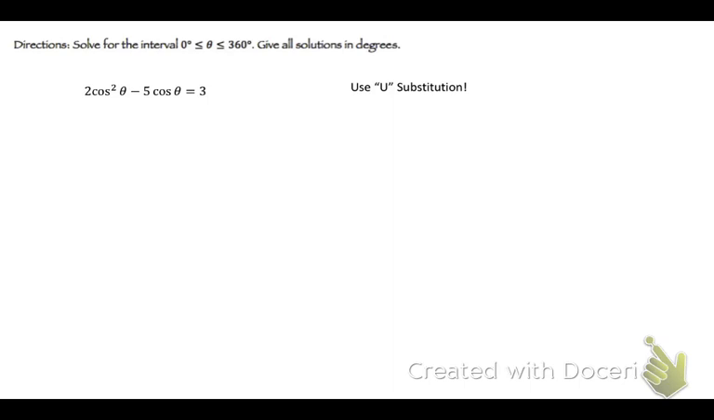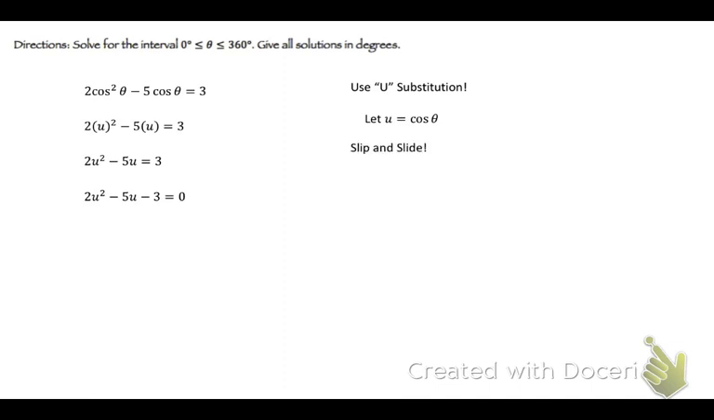So again, we're going to use u substitution. Let u equal cosine of theta. So you get 2u squared minus 5u equals 3. I just rewrote that without the parentheses. Now this looks like something we can factor, but we have to set it equal to 0 first. So I'm going to subtract that 3 over. And I get 2u squared minus 5u minus 3 equals 0.